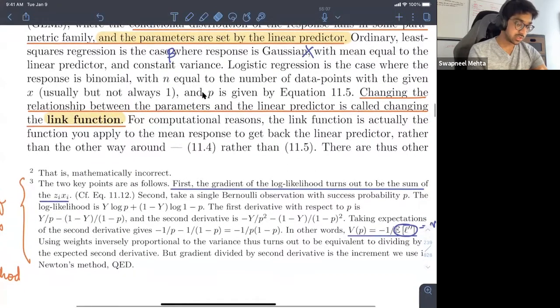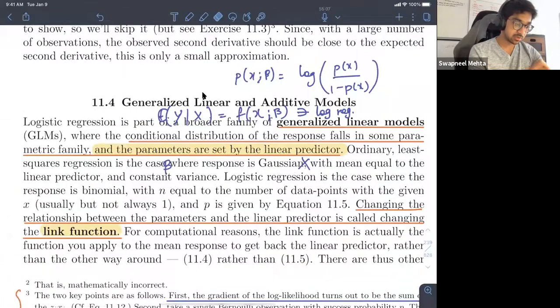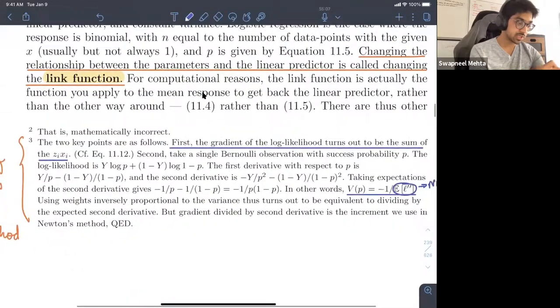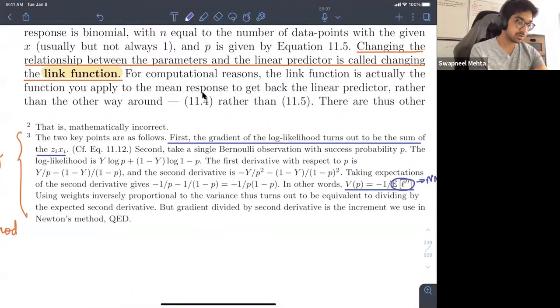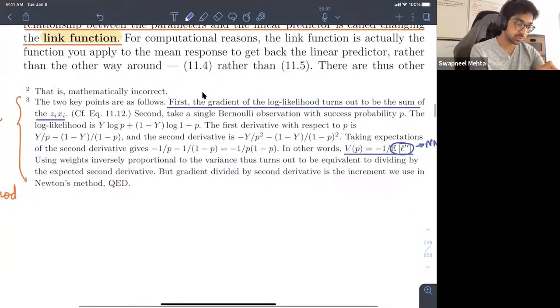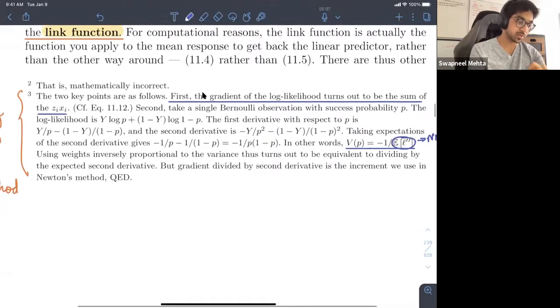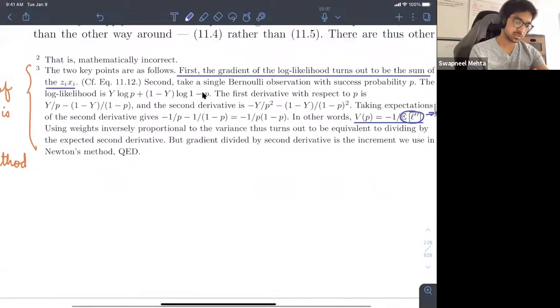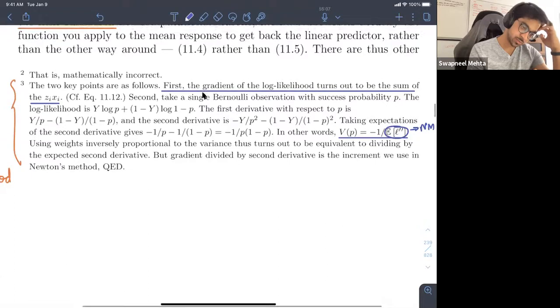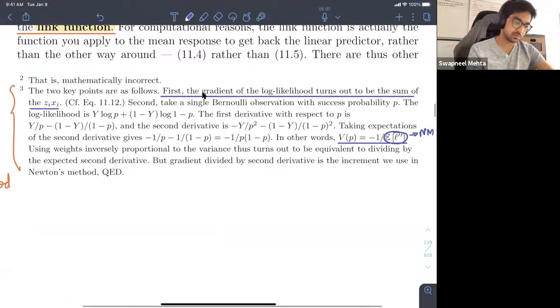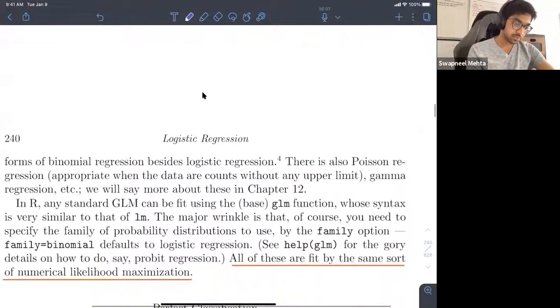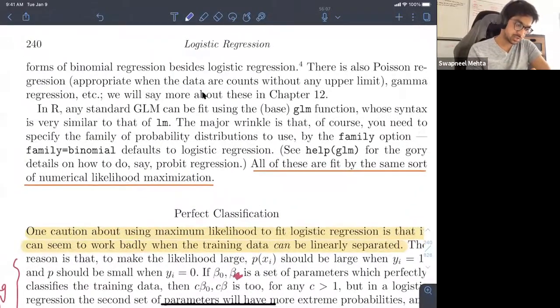What else do I want to say? Changing the relationship between the parameters and the linear predictor, so this x and beta, is called changing the link function. For computational reasons, the link function is actually the function you apply to the mean response to get back the linear predictor, rather than the other way around. This is interesting. It means you apply this link function to the y and get back the x. That's interesting because we discussed in another chapter that transforming x makes more sense, but I guess computationally the implementation is different than mathematically in some cases, such as logistic regression.